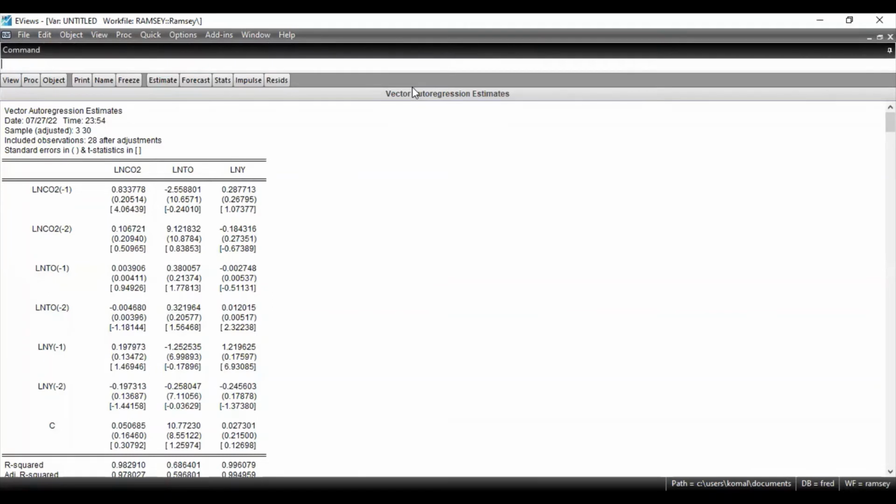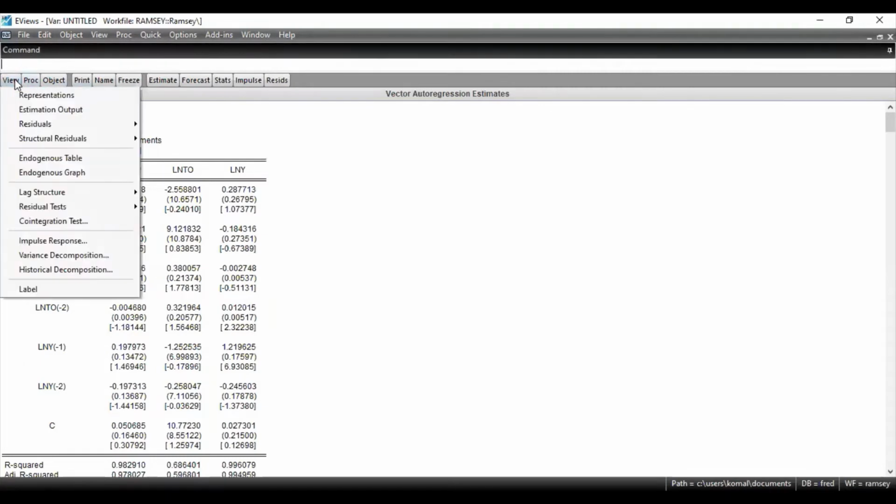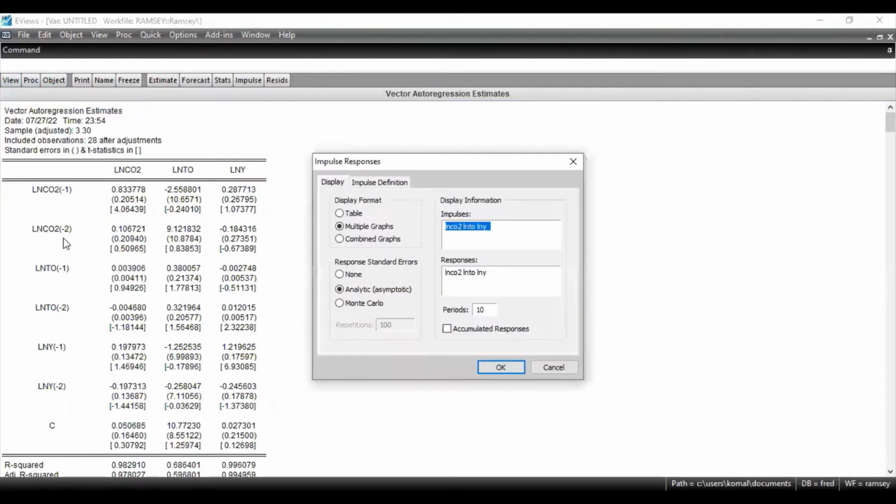Okay, so once you have obtained your vector autoregression estimates, you need to click on View, then go to Impulse Response, and here in the Impulse Responses dialog box, you need to select the display format as multiple graphs, and in the Impulses box, you need to mention your dependent variable. So log of CO2 is the dependent variable, and in the Responses, you need to mention your independent variables. So these two, lnTO and lnY, are the independent variables in my dataset. Okay, the time period is 10.